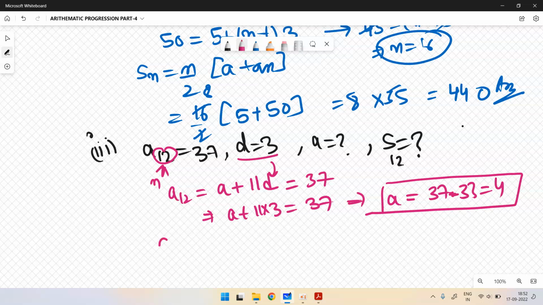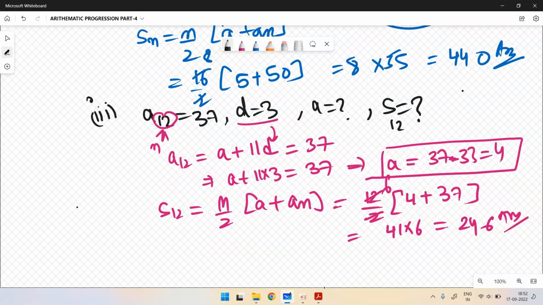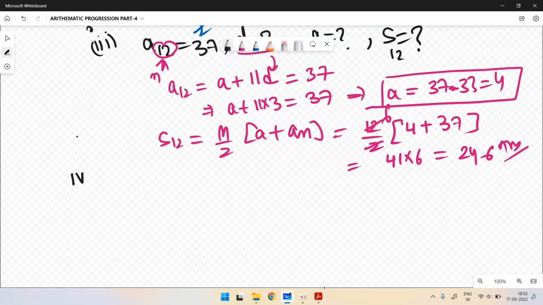So what is S12? S12 is nothing but n by 2 times a plus nth term. What is n? n is given to be 12, so this is 12 by 2. a we have calculated to be 4, and the nth term is given to be 37. So 2 sixes are 12, this is 41 into 6, which is 246, which is your answer. Every time he will give you some tricky looking question and ask you to find values.